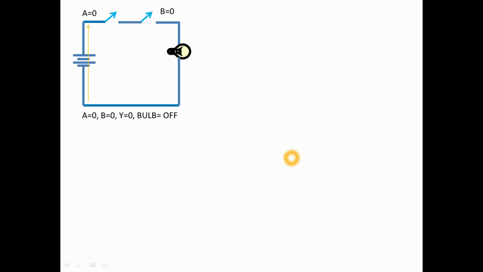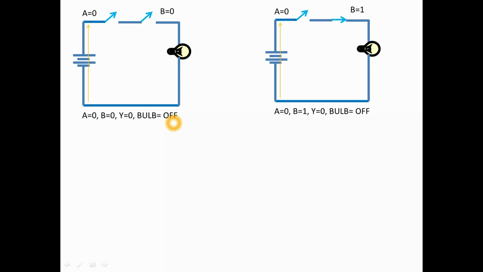Let us see the working of the AND gate. When you replace the inputs with these two switches, and when A is equal to 0, B is equal to 0, these switches are in open state, then there is no path for the current to flow to the bulb, then output is equal to 0. When the two inputs are 0 0, the output is 0, the bulb is in off state.